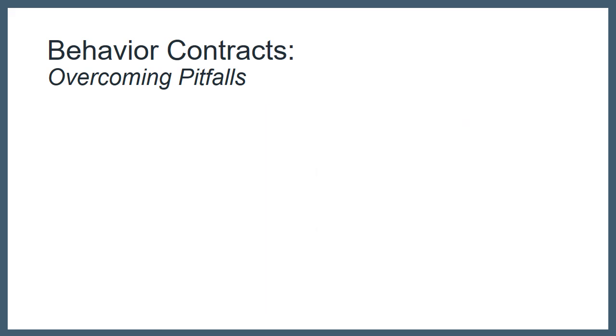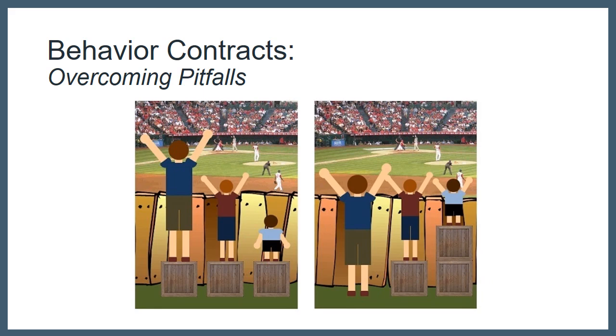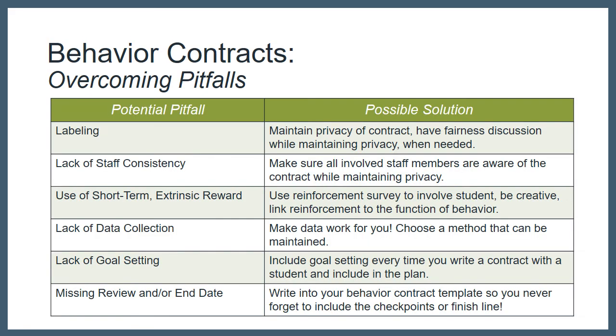Ultimately, the goal of a behavior contract or any other strategic behavioral intervention is to level the playing field, so to speak, to allow all students meaningful access to their education. This may be an important reminder to students or staff when implementing individualized interventions. Additional potential pitfalls may include labeling, lack of staff consistency, use of short-term extrinsic rewards which are no longer motivating, lack of data collection, lack of goal setting, or missing a review and/or end date.